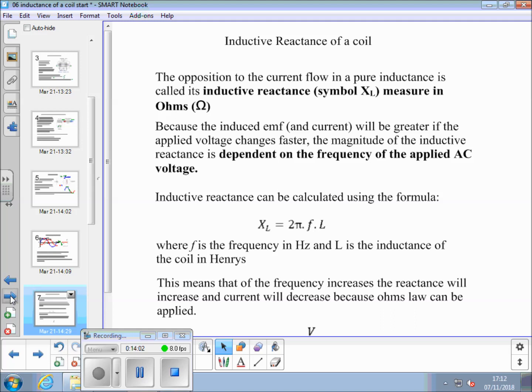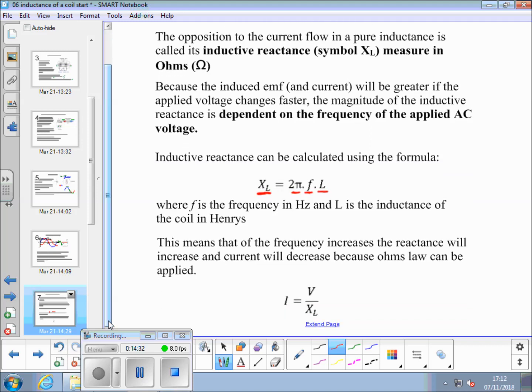Yeah? So we calculate inductive reactance from the formula XL equals 2 pi times the frequency times the inductance in henries. So from that formula you can see, if I increase the frequency, XL is going to get bigger. If I decrease the frequency, it's going to get smaller. Yeah? Okay? This means if the frequency increases, the reactance will increase, the current will decrease, because Ohm's law can be applied in terms here. The inductor current is the voltage divided by the inductive reactance.